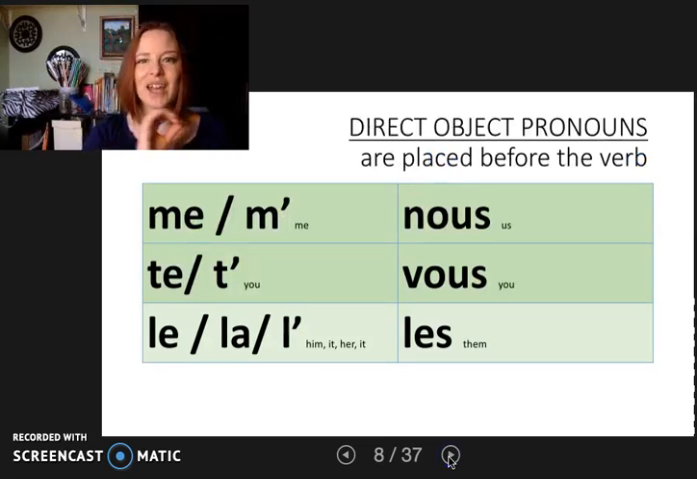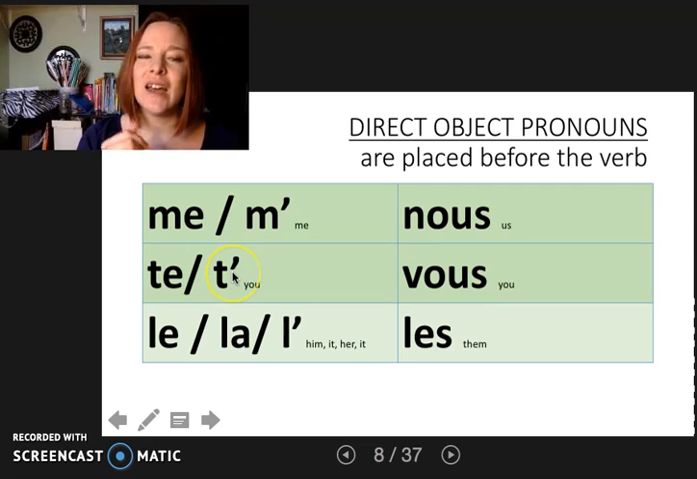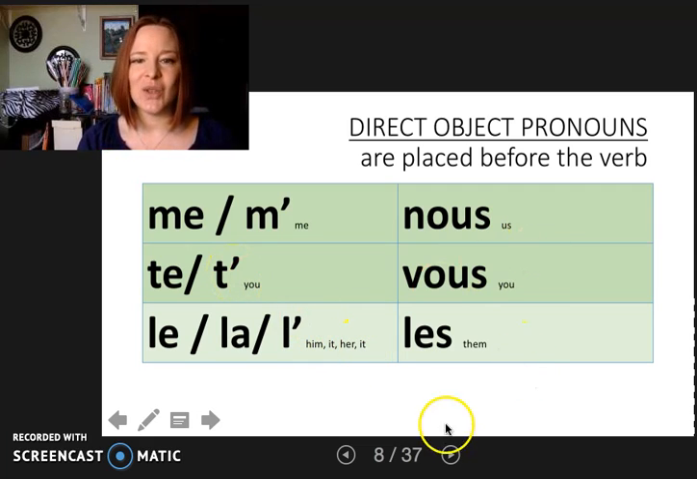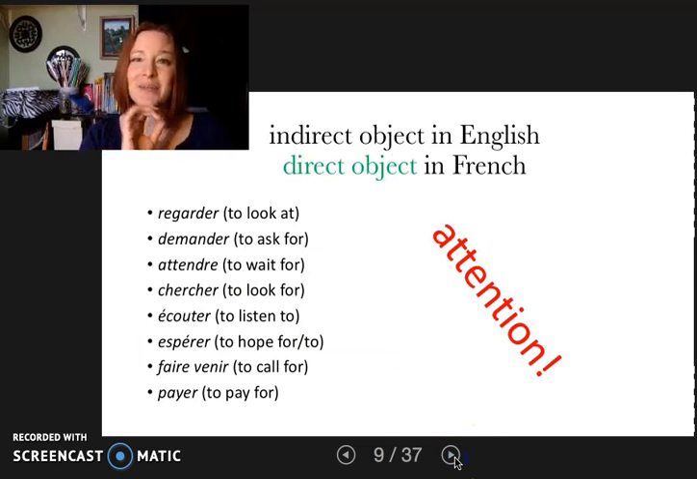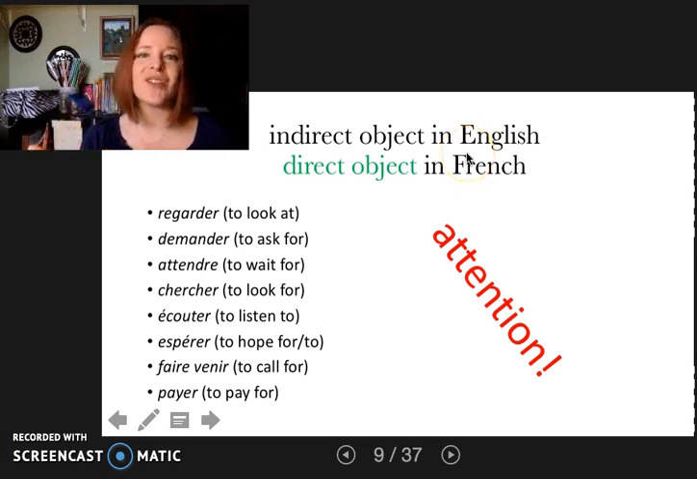I hope we're getting this. So again, our direct object pronouns are placed before the verb. These things don't mean it. They mean me, you, him, her, it, us, you, them. And we have to be careful because sometimes indirect objects in English are actually direct objects in French.